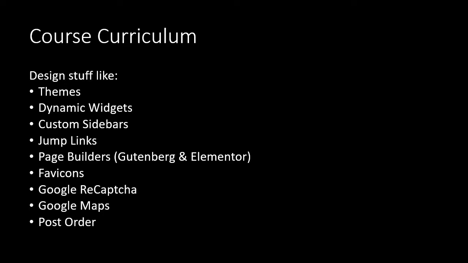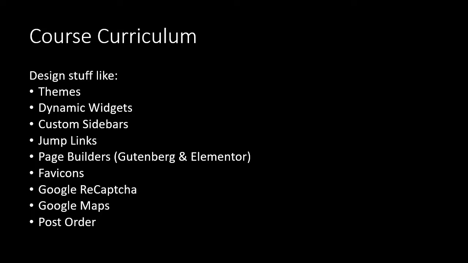We'll cover design stuff like themes, dynamic widgets, custom sidebars, jump links. That's where you click a link on a page and it jumps further down the page to a different section. We'll have a look at some page builders, Gutenberg that comes with WordPress and Elementor, which is probably the most popular page builder out there. We'll look at favicons, what they are, how to use them, how to create them, how to install them on your site. We'll have a look at Google reCAPTCHA because there's a lot of confusion about this.